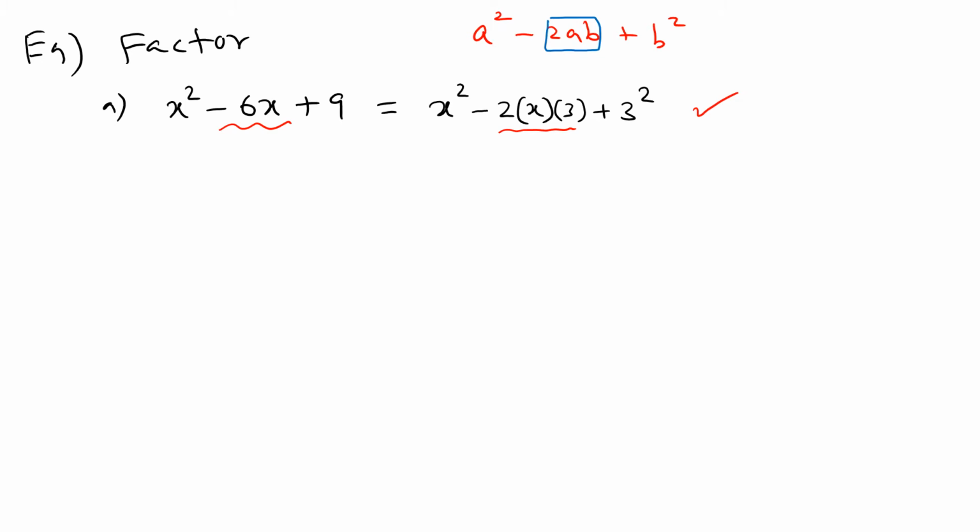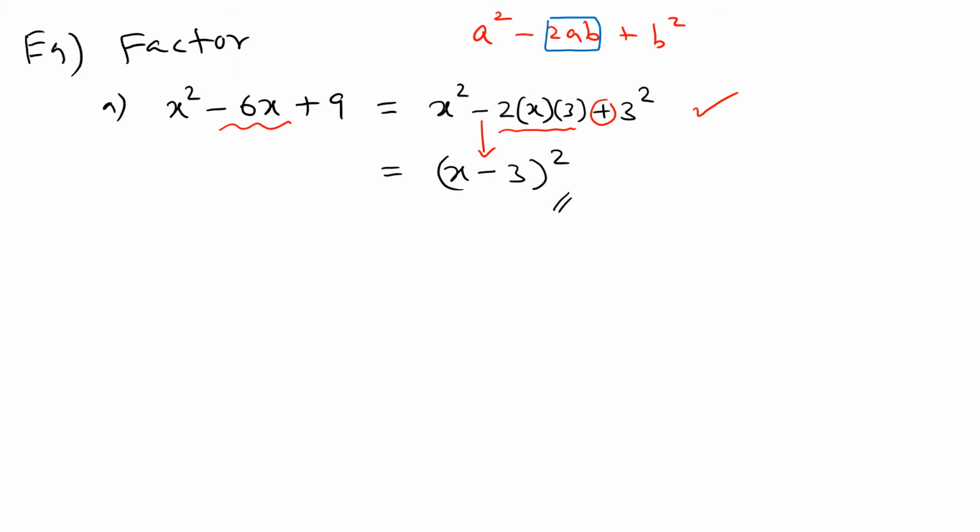Because this is in the right format, the factorization is simply a minus b squared. A means x minus b, that means 3, squared. So you can see this sign is going to match with that sign, because this is always positive. That doesn't give you the sign, so you have to be careful with this. Good. So that's the first example. It's a minus, go with a minus sign.